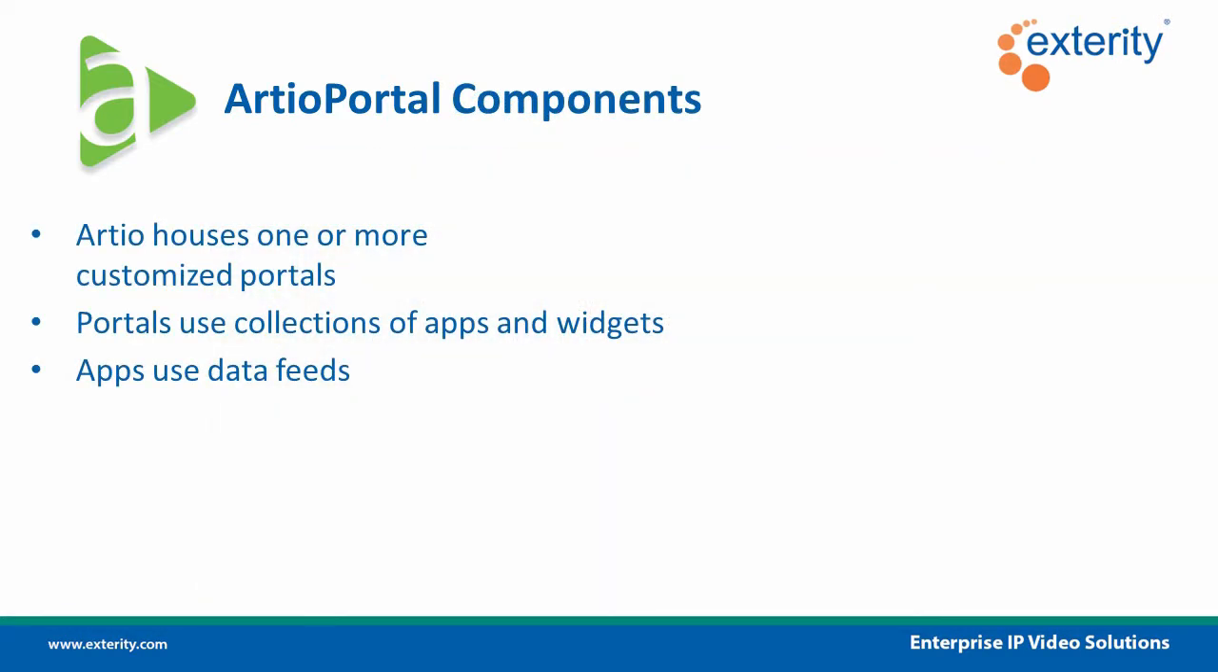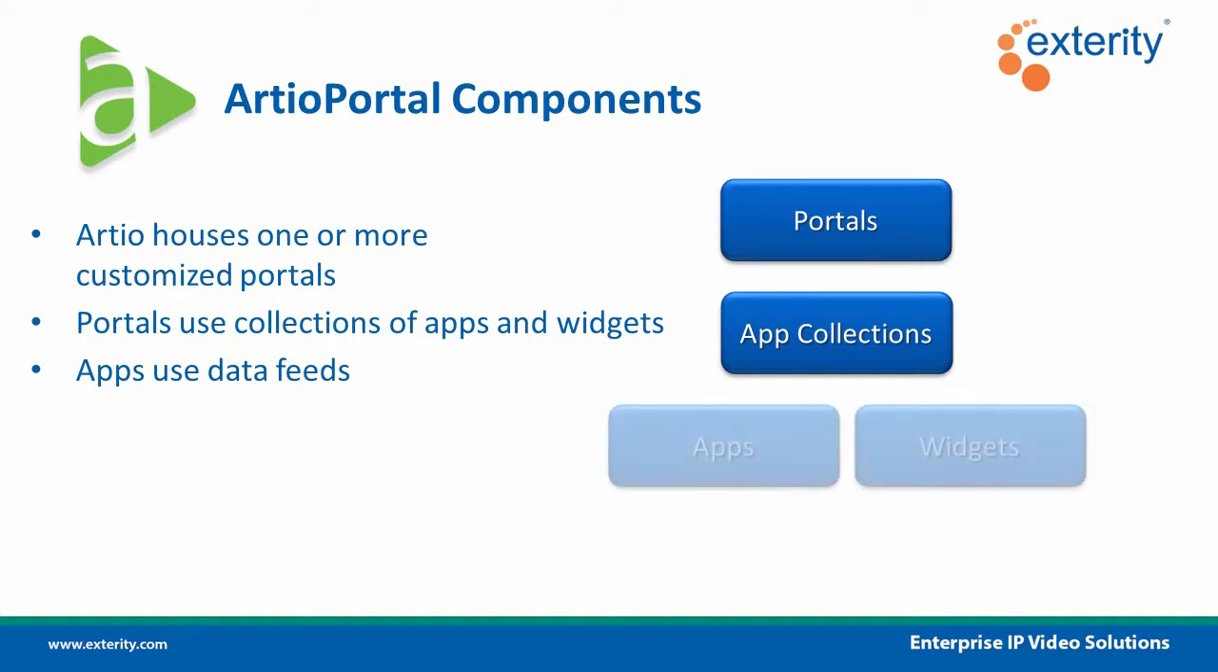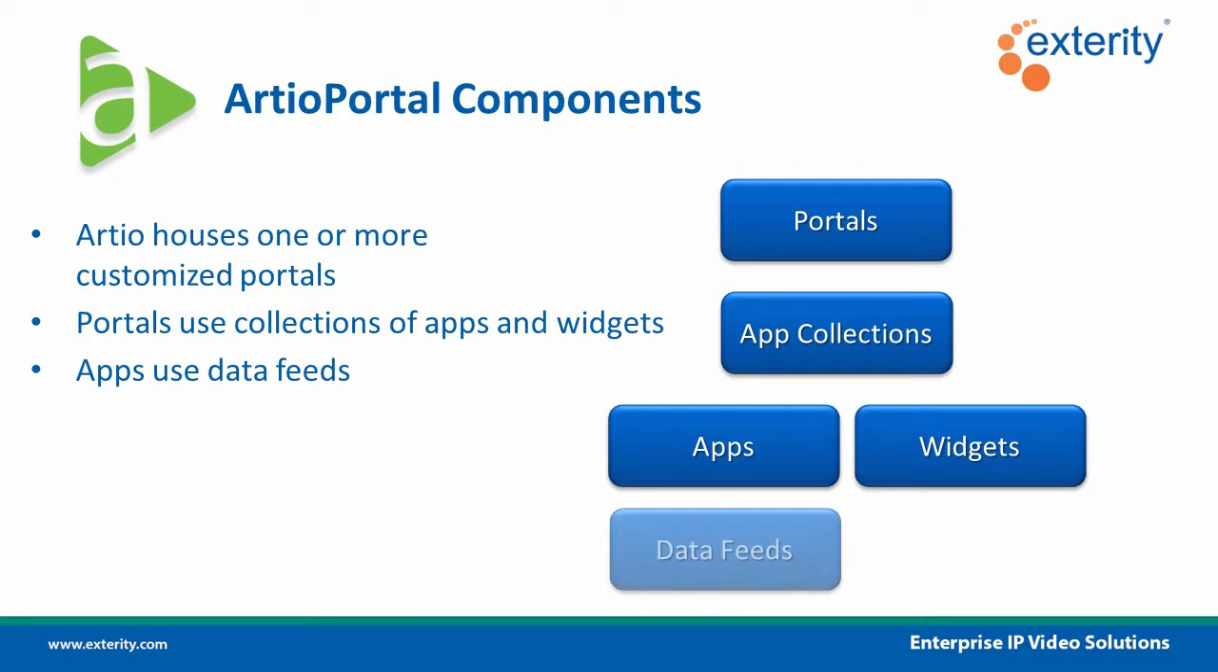The mechanics of Artio allow you to have more than one portal, multiple designs, apps, content and permissions. Each portal within Artio uses an app collection. Each app collection contains apps and/or widgets. Apps require data feeds, for example, channels, on-demand content or recordings.